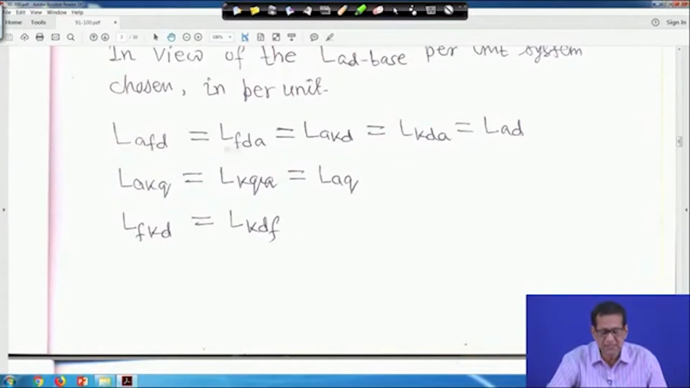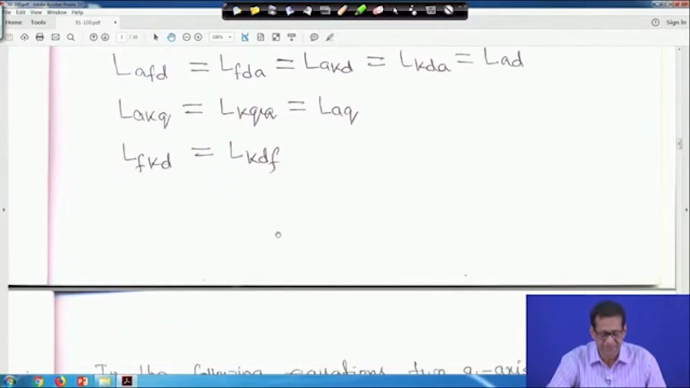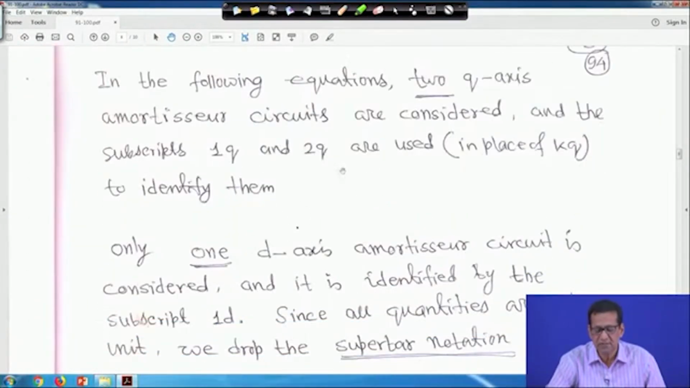So LAFD is equal to LFDA, equal to LAKD, equal to LKDA, equal to LAD, very easy to remember, all are the same in per unit. Similarly LAKQ is equal to LKQA, equal to LAQ. And similarly LFKD is equal to LKDF. So in the following equations, two Q axis armature circuits are considered. Suppose you consider K equal to 1 and K equal to 2, and the subscripts 1Q and 2Q are used in place of KQ to identify them, just for the sake of our analysis.